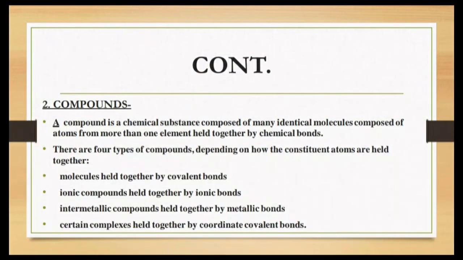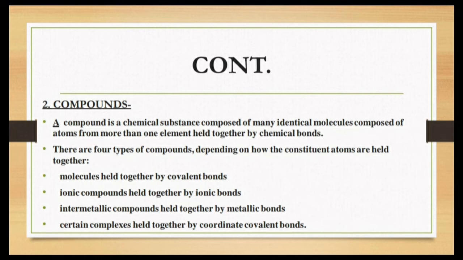Students, the next type of pure substance is compounds. So what are compounds? A compound is a chemical substance composed of many identical molecules. Identical means the same type of molecules are present in it. It is composed of atoms from more than one element, which are held together by chemical bonds.